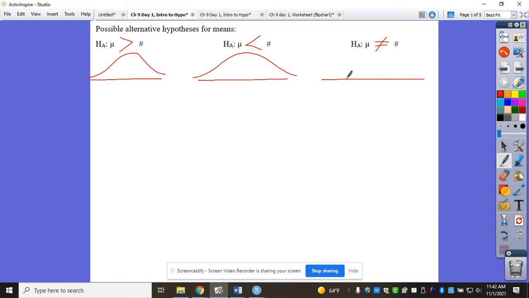Where will I shade if it's greater than? Right. Where will I shade if it's less than? And where will I shade if it's not equal to?